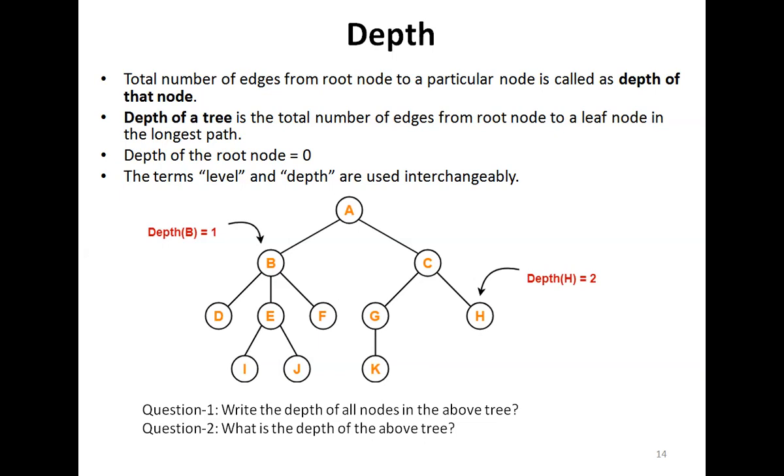Are you getting me or not? If you are finding the depth of a node, then you are counting the number of edges from the root node to that node. Okay. But depth of a tree means the total number of edges from the root node to the leaf node in the longest path. So root से लेके कौन सा leaf तक longest path है बताओ मुझे.